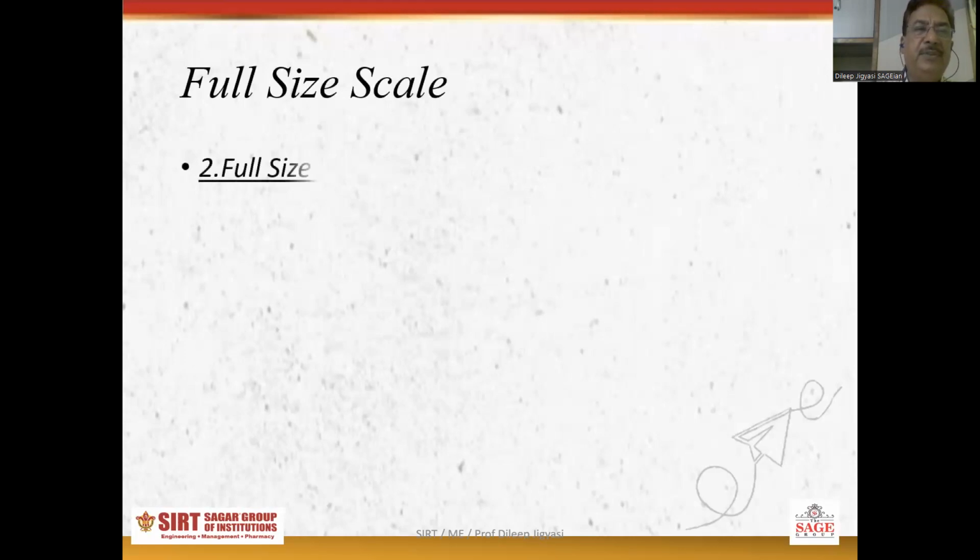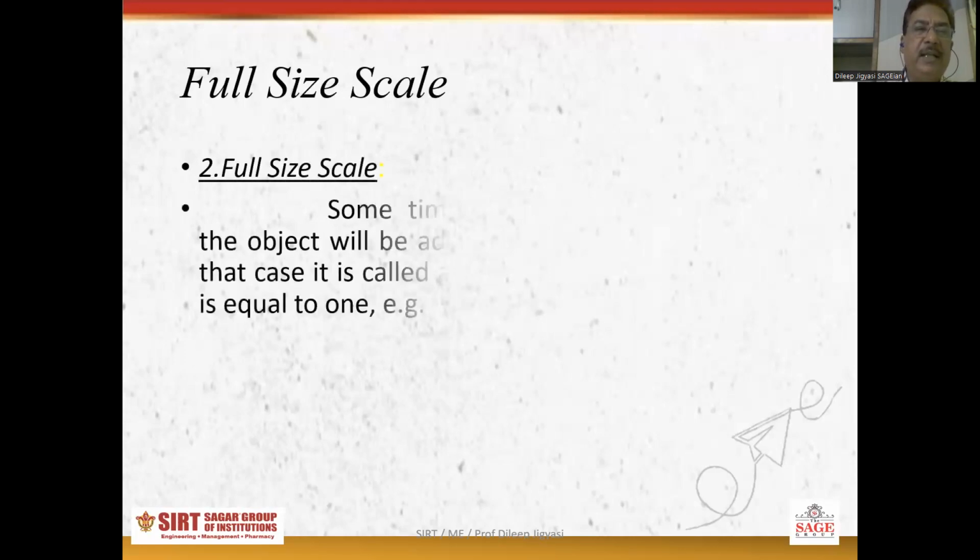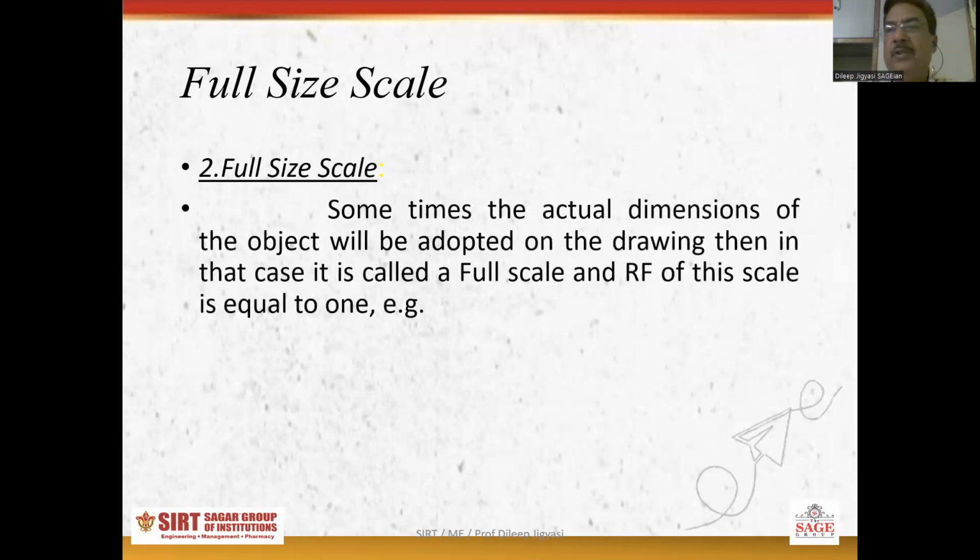Another scale is the full size scale. Full size scale, as I already told you, is when we draw and the actual dimensions of the object are adopted on the drawing. In that case it is called full size.